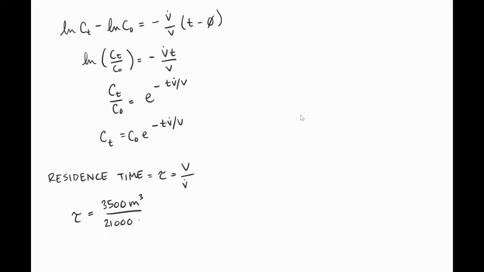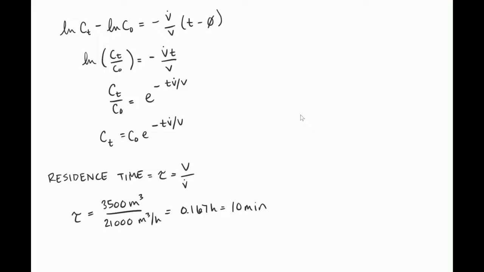For our system, we can calculate our residence time by dividing the volume of our system by the flow rate, and we end up with 10 minutes. This makes sense because we have 6 air exchanges per hour, so the average particle would remain in our system for 10 minutes. So we can rewrite this equation as CT equals C naught times e to the negative t divided by tau. We plug in our C naught and our tau and then solve for CT.